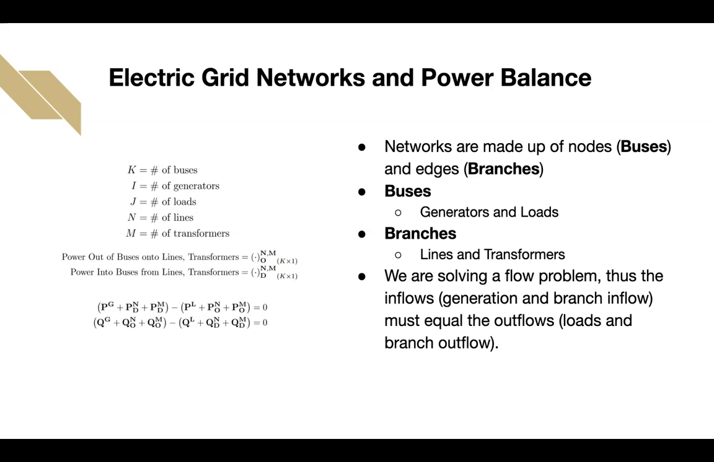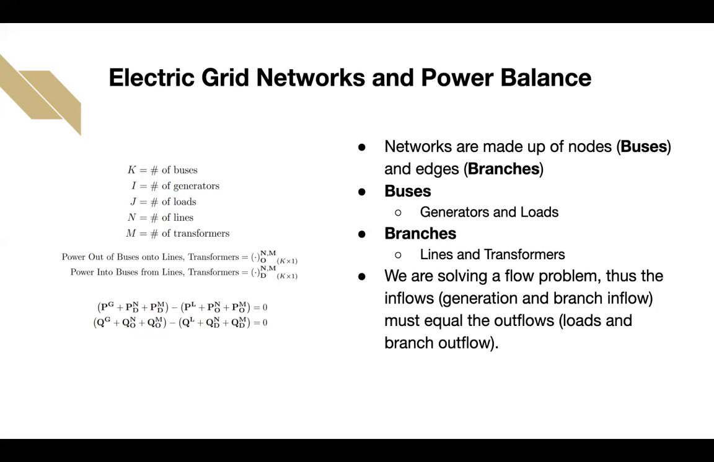And so then our edges, we have lines and transformers. And so each line and transformer is a unique connection. So a line can only go from one bus to another, and then a transformer can only go from one bus to another. And the lines and transformers only go between buses.